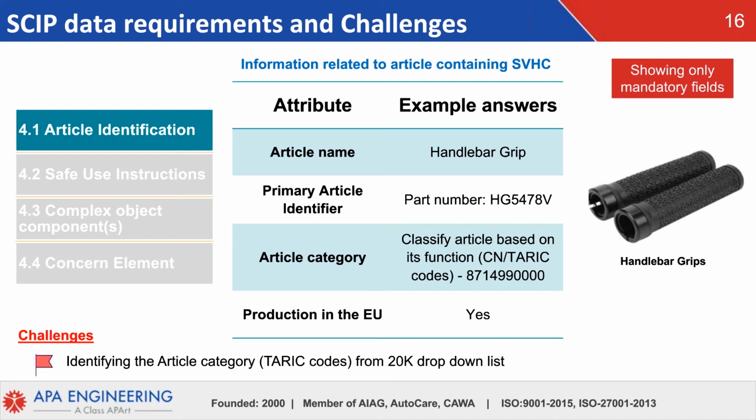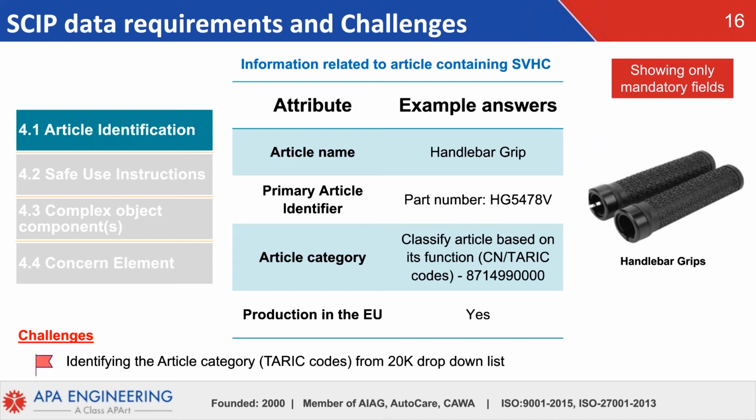Article name is the name of the article, such as handlebar grip. Primary article identifier is the part number or the reference number. In the article category, which is also called the tariff code or customs definition code, one must choose from a huge pick list of 20,000. The last one in this section is production in the EU. It has 3 options: yes, no, not willing to disclose.